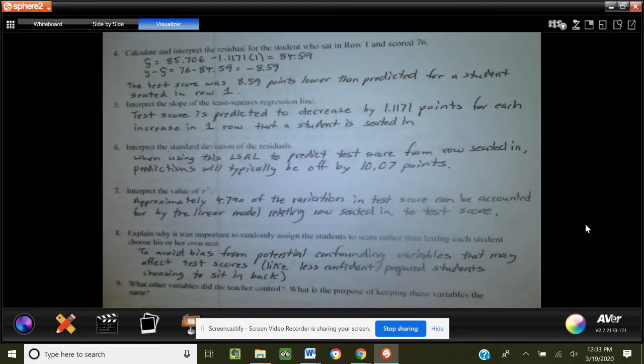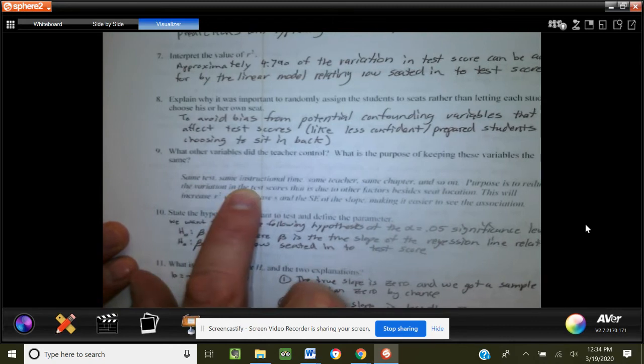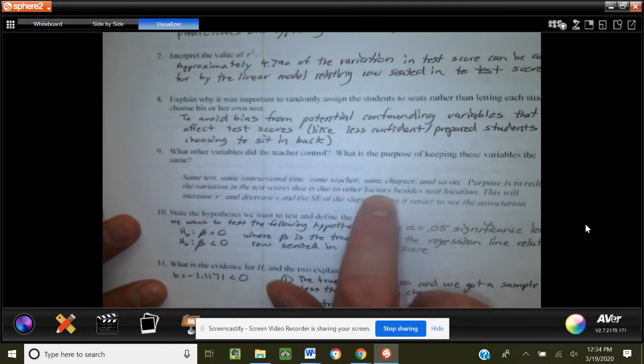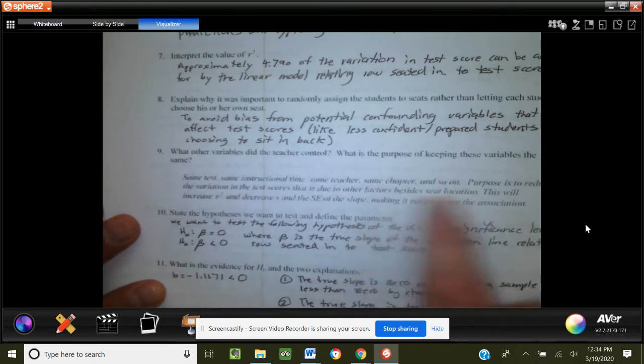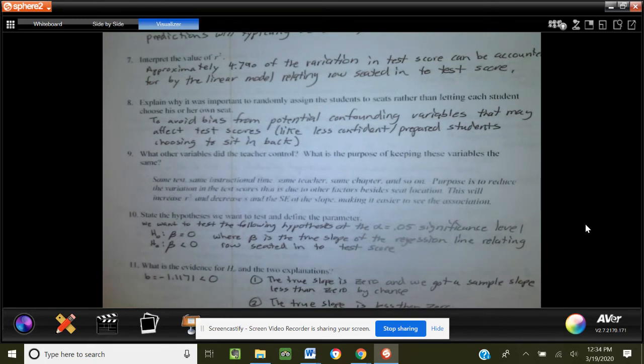What other variables did the teacher control here? Well, it's going to be the same test for each student, same amount of time, same teacher. The test is over the same chapter, etc. So there are a lot of controls when you conduct a test, and a lot of variables associated with those would be eliminated. All of that control reduces variation or spread. That's going to increase our R squared, decrease our S, and also decrease the standard error of the slope. So when you eliminate variation, you make it easier to see the linear model.